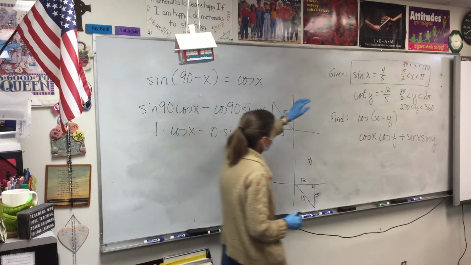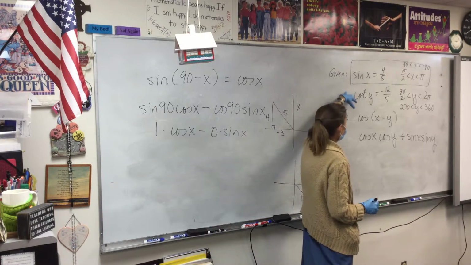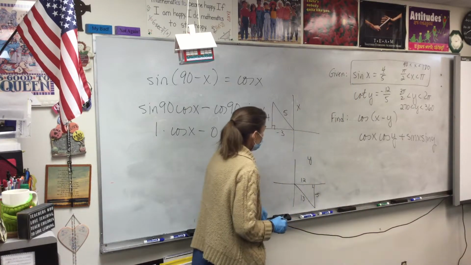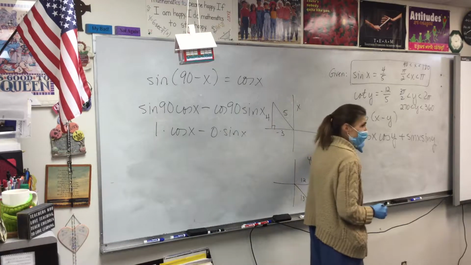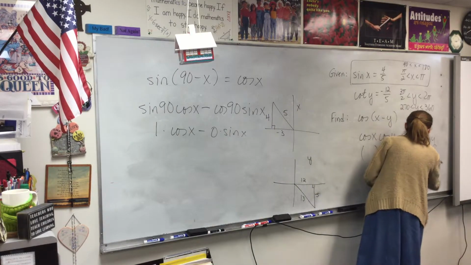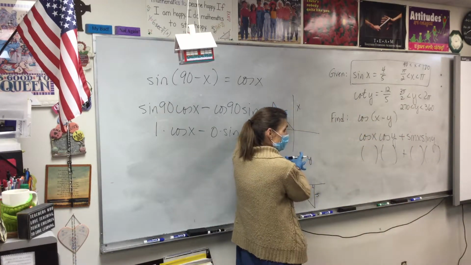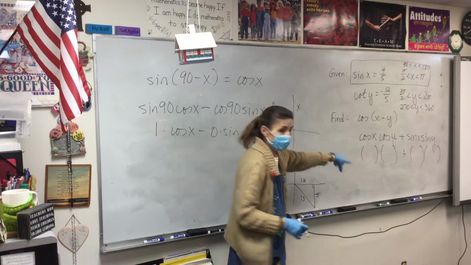So we drew a picture of both x and y, both of the angles we had information about. We wrote out the formula we're going to use. Now guess what we're going to do? We're going to take numbers from the pictures and plug them into the formula.